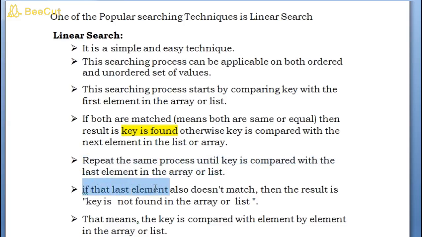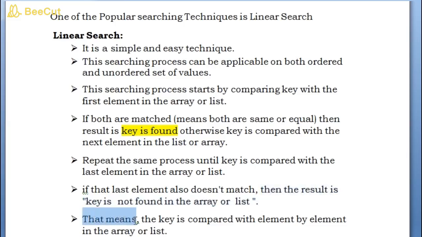If the last element also does not match, that means the key is not equal to the last element of the array, then the result is key is not found in the array or list. Key is not existing in the array values. When key is not found, we say that our searching process is unsuccessful.